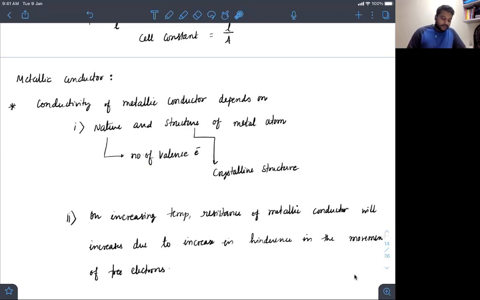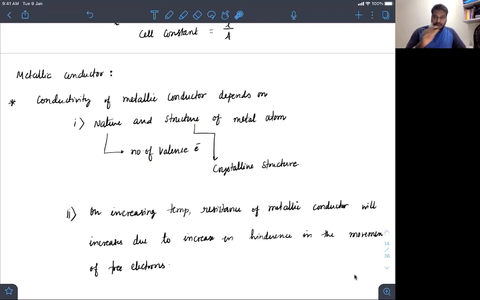Clear? So in a metallic conductor, when you're only talking about metals, not electrolytic cells, we will only discuss the nature and the structure of the material. That is, how many valence electrons it has, how much participation of electrons will be seen, and what its crystalline structure is, whether it is BCC, FCC or HCP. Copper, for example, always has FCC nature. Zinc will have HCP nature. Iron, FCC. Correct? Based on that, the material strength will also depend.